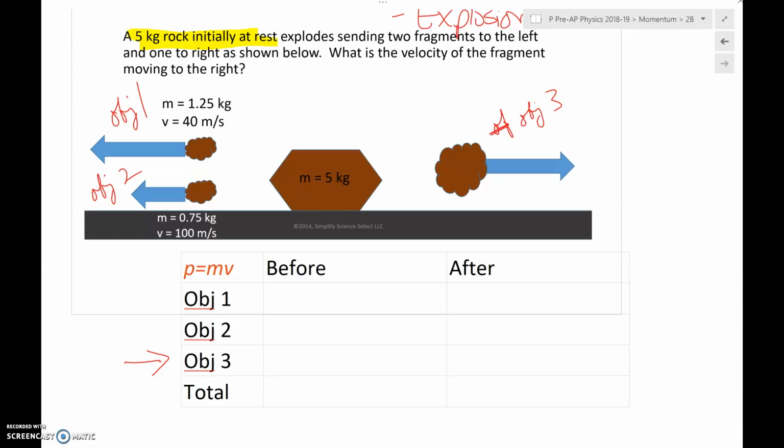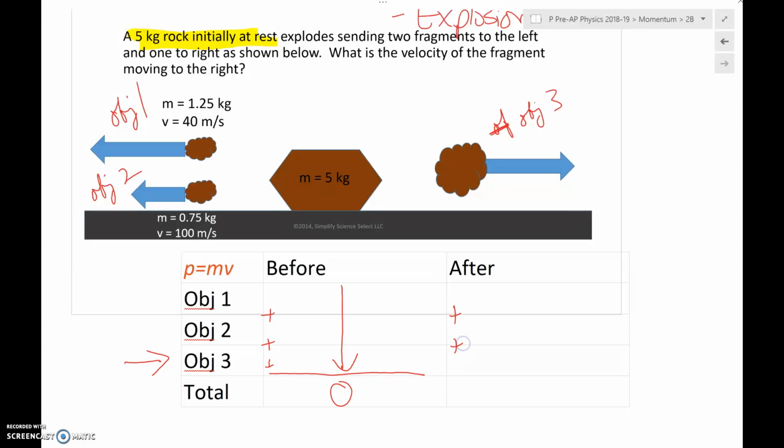And again, everything that we're doing in here is just we're going to add everything up and put it all together. Well, on this one, because it was initially at rest and was initially one object, the momentum of at rest is 0. So that's where we're starting for that side.